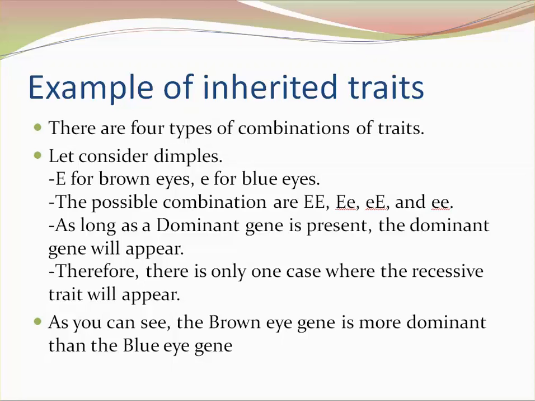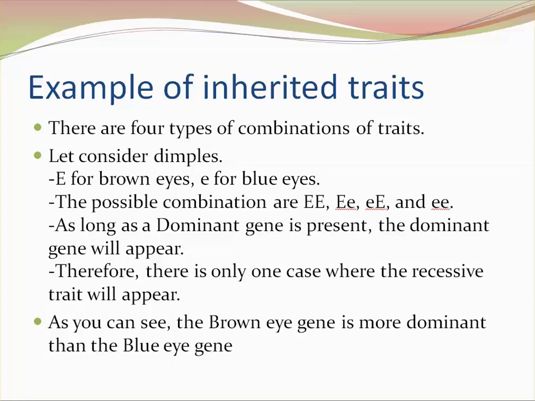There are four types of combination of traits. This is where we're going to talk more about the uppercase and lowercase lettering. So let's consider brown eyes versus blue eyes. Capital E for brown, and lowercase e for blue eyes. The possible combinations are capital E, lowercase e, capital E, and lowercase e. Every time there is a capital letter present, then that one will be the trait that is shown. Therefore, that is considered a dominant trait.